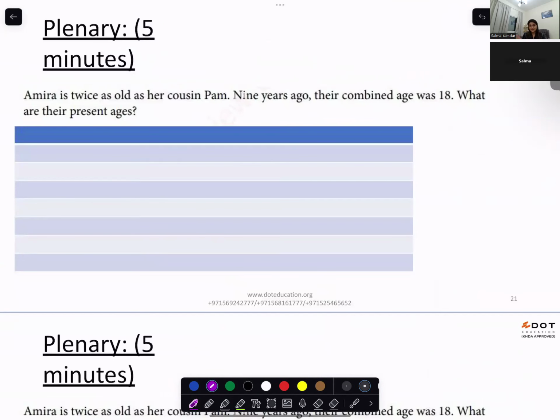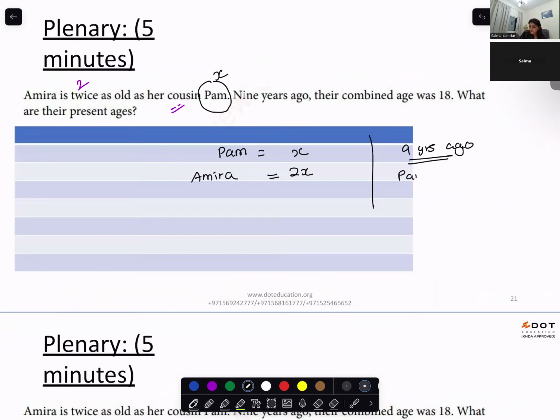A last question to test you. Pause, think, and then redo. Amira is twice as old as her cousin Pam. It means Pam is small. So if Pam is x, Amira's age would be how much? 2x. Then 9 years ago, I will equate Pam and Amira's ages. Pam would be x minus 9 and Amira would be 2x minus 9.